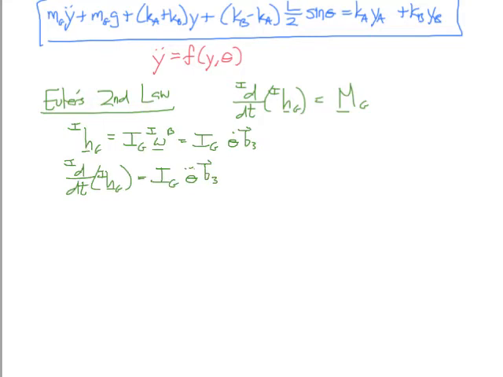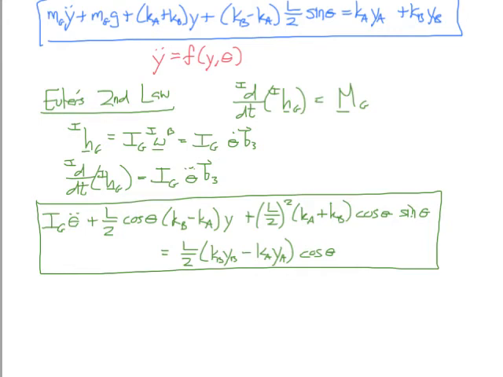Now when we set the left-hand side, the time derivative of the angular momentum, equal to the moment about the center of mass, which we've already calculated, we have a rotational equation of motion for the system. We know this is an equation of motion because we have a second order differential equation, theta double dot, and it's a function of the state of the system. We see that theta double dot is a function of y, as before, and theta.